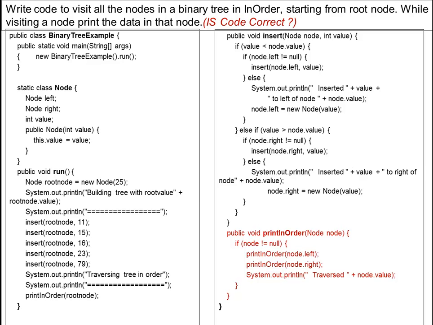Here is a code to visit all the nodes in a binary tree in order, starting from the root node. While visiting a node, print the data in that node. Is this code correct? It is an in-order traversal of a binary tree. Check if in-order traversal of the binary tree is correct or not.